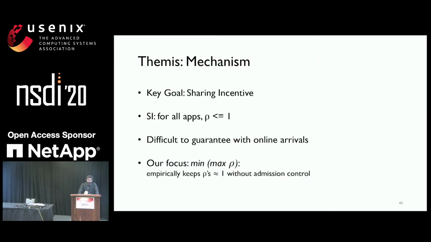The key goal with Themis is to guarantee sharing incentive, which means for all apps, rho is less than or equal to 1. However, this is difficult to guarantee in practice with online arrivals of apps where the contention over time changes. Instead, we focus on tracking the min-max rho objective, and we find that empirically this keeps rhos close to 1 without any admission control.